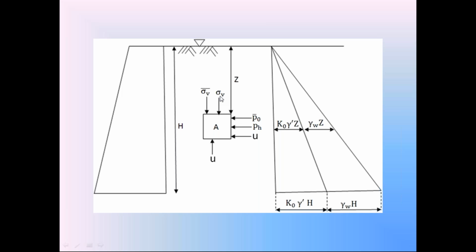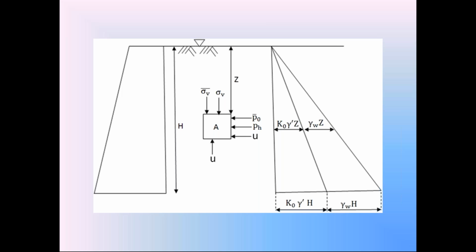Gamma V is equal to the total sigma V. Sigma V is equal to gamma saturation into height Z. So in this second condition, the total vertical stress sigma V on the soil element is equal to gamma saturation into depth Z. Since the entire backfill is saturated, we know that in the saturated condition, all the soil voids are filled with water.